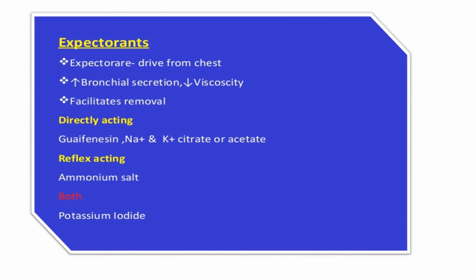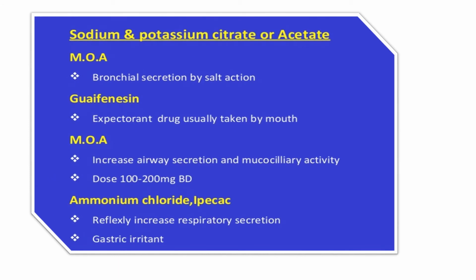So there are two types, directly and indirectly acting. Directly acting are guaifenesin, and sodium and potassium citrate or acetate. Then reflex acting ones include ammonium salts and potassium iodide. Here I will just explain what is important. Guaifenesin is important, I'll go into detail with guaifenesin. This is just a rough summary of how sodium and potassium citrate or acetate act. Their mechanism of action is increasing the bronchial secretion, expelling it out by salt action.